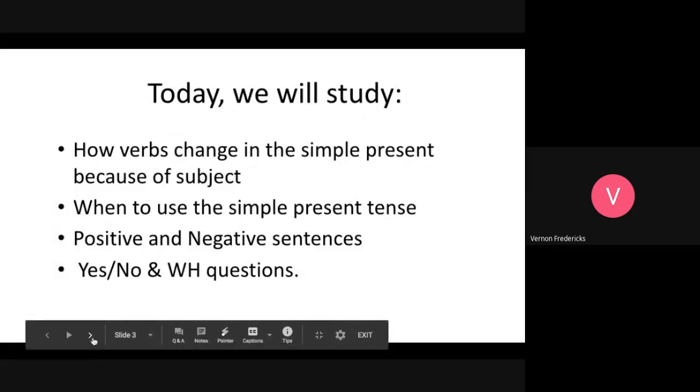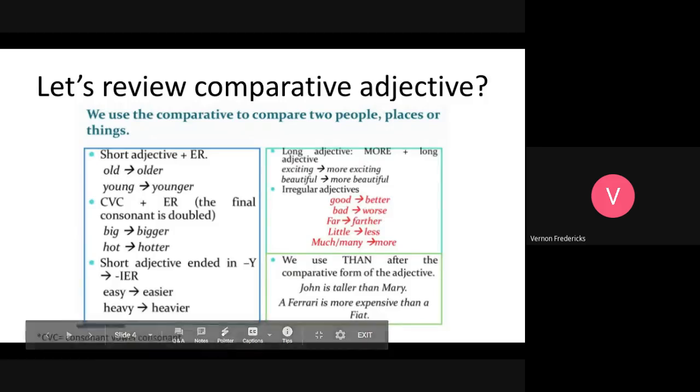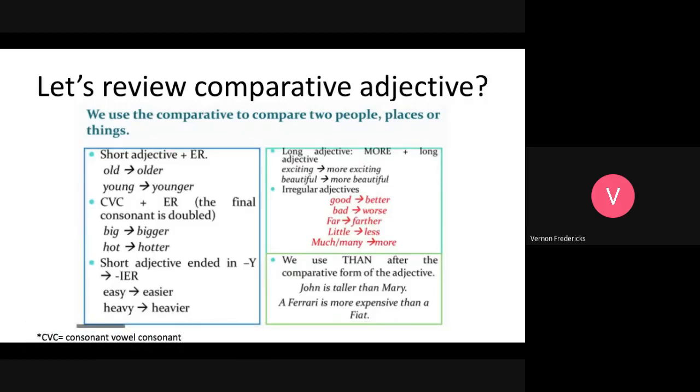Okay, let's continue. Let's review comparative adjectives. In presentation 1, students, we did comparative adjectives. So what are comparative adjectives? Why do we use them? We use comparatives to compare two people, two places, or two things. So for example, your car and your friend's car. We use comparative adjectives to compare two things, two people, or two places.